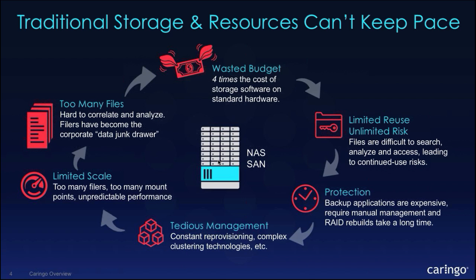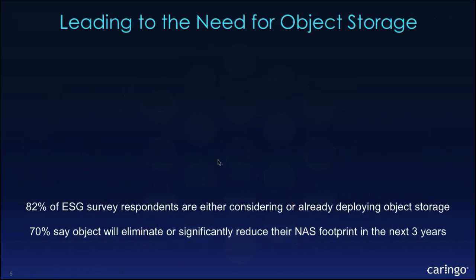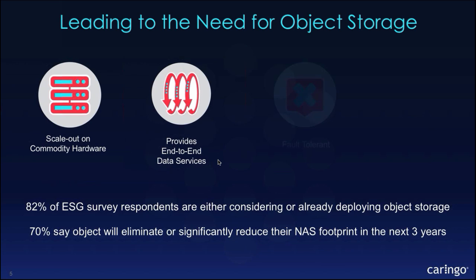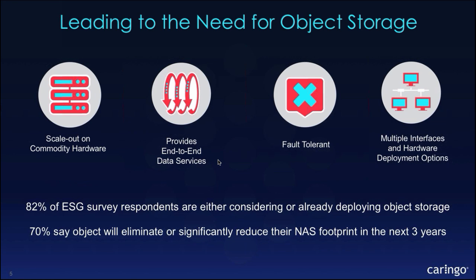And of course, limited scale. NASs and SANs do have finite scale, so ultimately you need to go through a forklift upgrade or some other painful migration to a new storage solution to be able to support your data growth. And again, that's just not practical considering the amount of capacity and the amount of files that we're now seeing. So this is leading to the need for object storage.